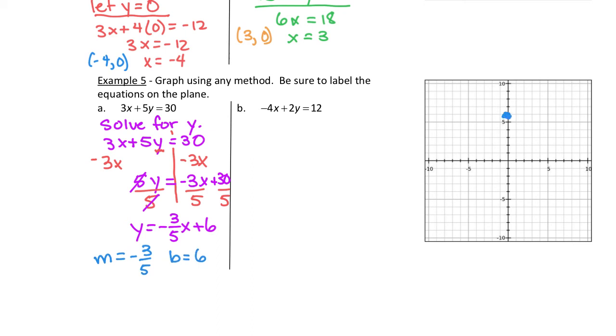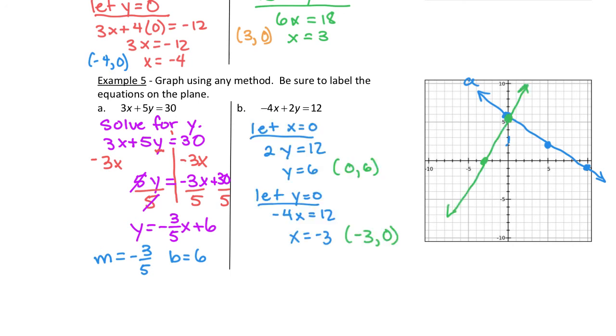I can put a point at 6, go down 3, and run 5. And I've got a point there, down 3 again, and run 5. That gives me my 3 points for my line. All right, and that's how you would graph this one. So for example B, I'm going to let you go ahead and pick which method you like the best. So give it a try, and I'll show you how I did it.